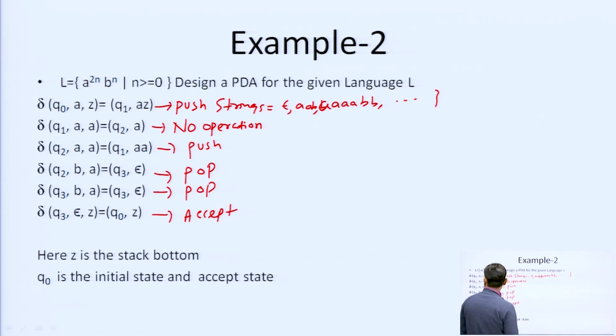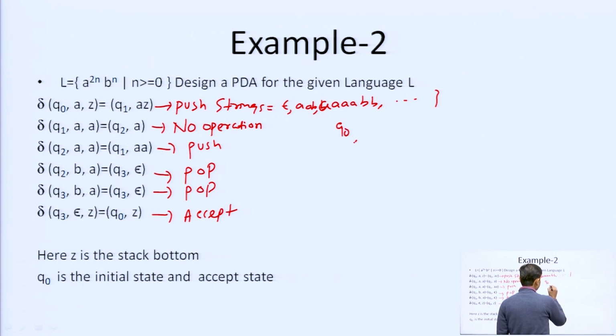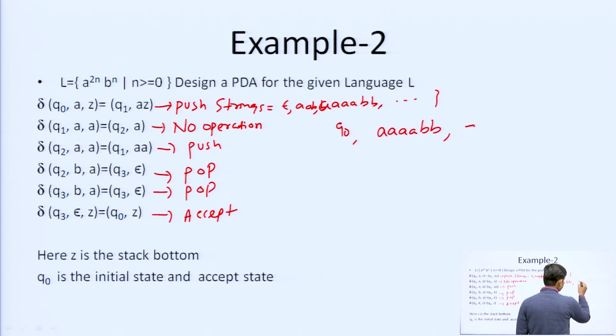So, here we have taken three states and this is a diagram; you can make it as a diagram also, or you can write it in transition form like this. Here is the string, we will check how it is accepted. Same thing here, Z is the stack bottom and Q0 is the initial and final state. So, let us take an example string to see how it is accepted by this language. Suppose this is Q0 and here 4A, 2B, when you take n value as 2, this is 4A, 2B, and Z is the stack bottom.